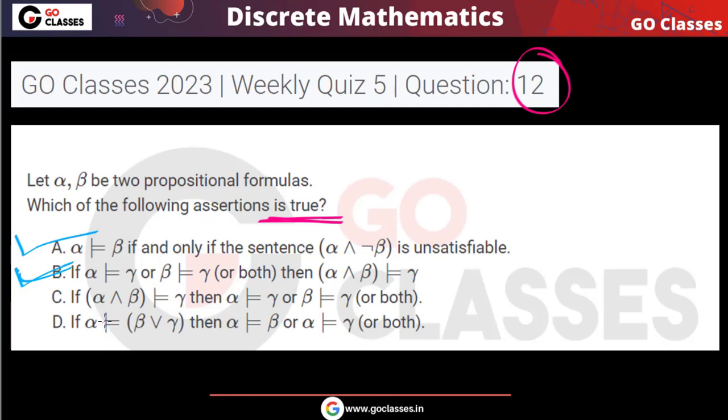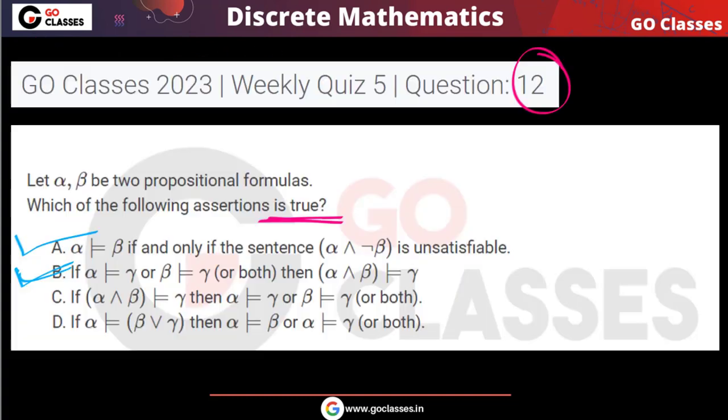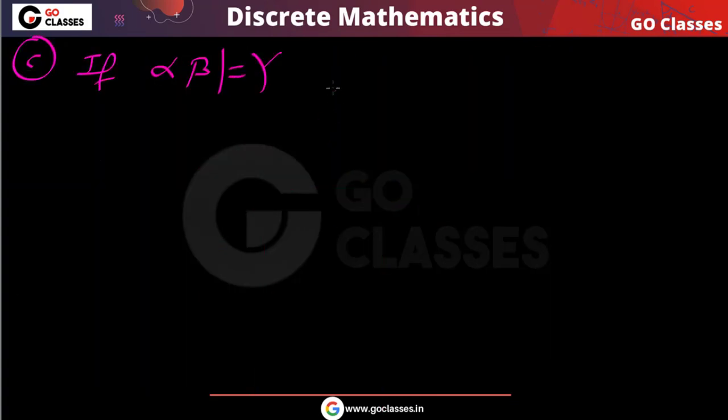Let's see option C. Option C is saying that if alpha and beta implies gamma, then alpha implies gamma or beta implies gamma. So basically this is the converse of option B. If alpha and beta implies gamma, then alpha implies gamma or beta implies gamma. Is it true? Let's check.